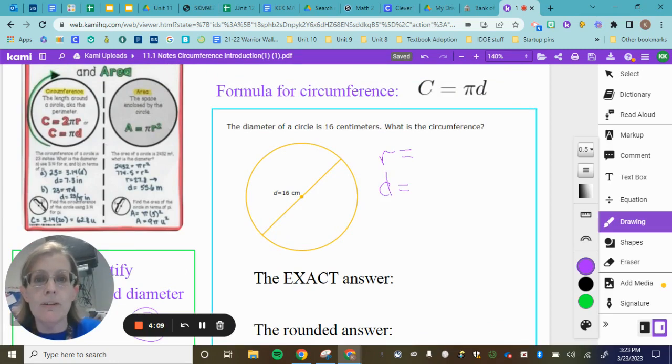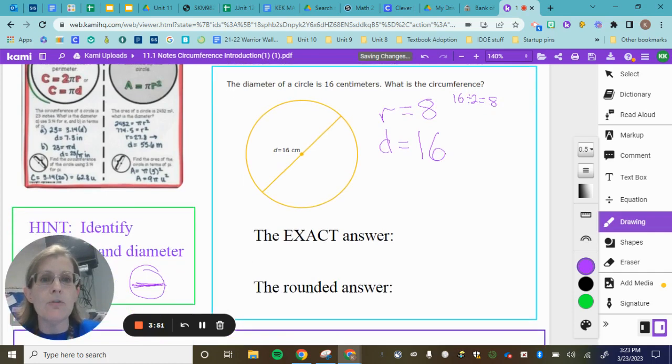What is the circumference? So if the diameter is 16, I know it's the whole way across, and the radius is half of that. Half of 16 is 8, because we could do 16 divided by 2 equals 8.